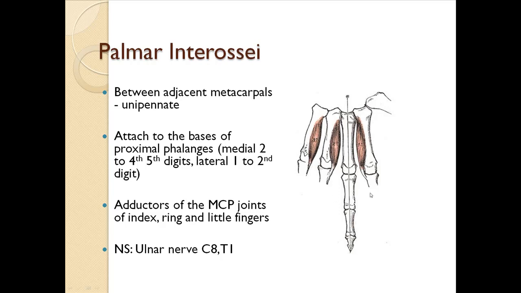The function of these muscles is to produce the movement of adduction at the metacarpophalangeal joints. So they will pull the index finger towards the middle finger, and the ring finger and the little finger again towards the middle finger. Remember that the midline of the hand is that second finger. The nerve supply of the palmar interossei is the ulnar nerve, C8 and T1.